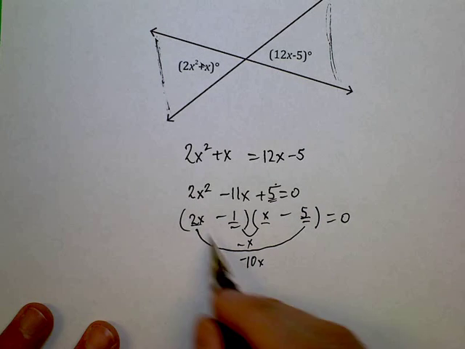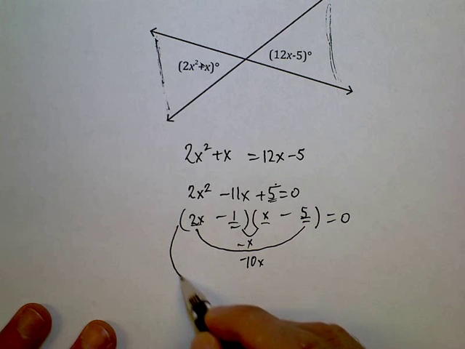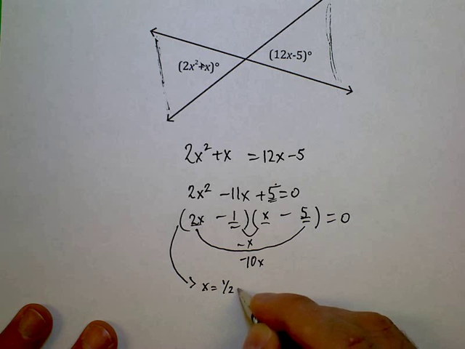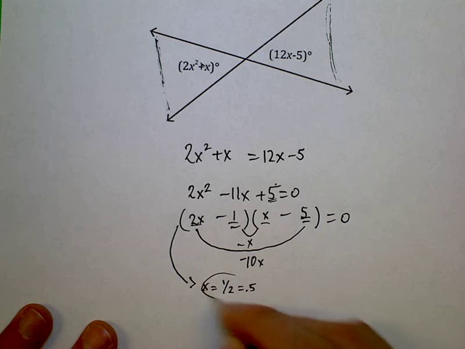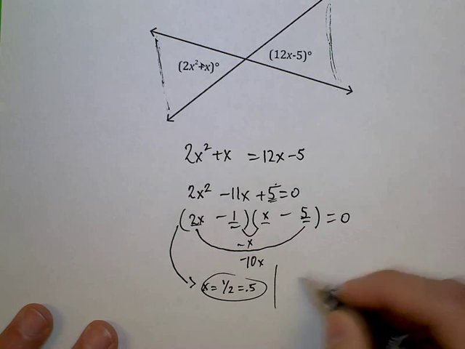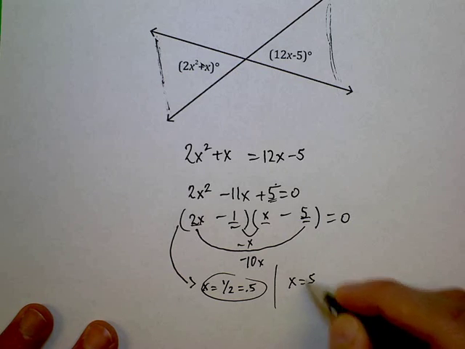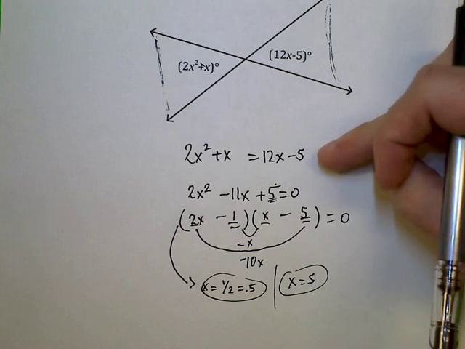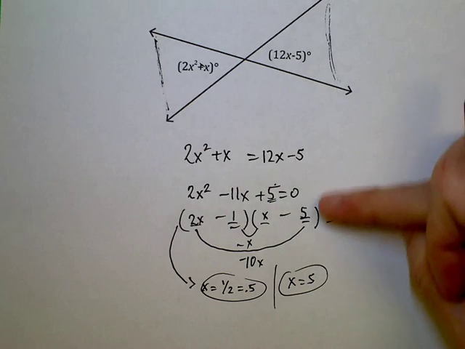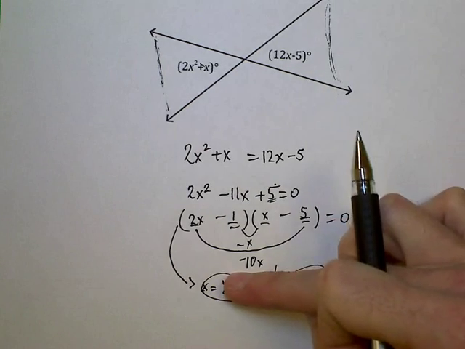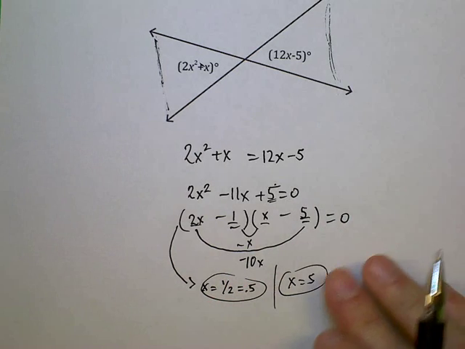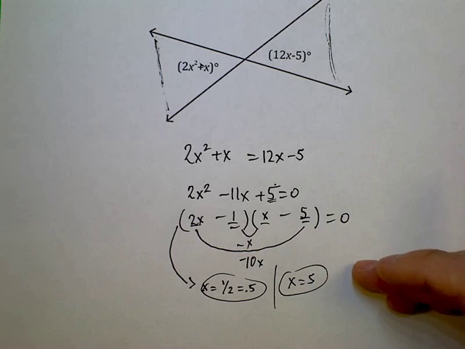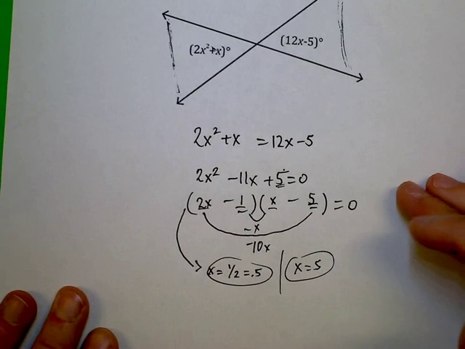However, is this problem done? No. We've got to set each of the factors equal to 0. So what would the value of x be from the first set of parentheses? 1/2 or 0.5, however you want to write it. And from the other one, x equals just 5. That one's pretty simple. So we used geometry to write the equation, and we did some algebra to get some answers for that equation, but now it's not done. Now we need to go back and find the angle measurements and see if these answers make sense. It's a geometry problem again.